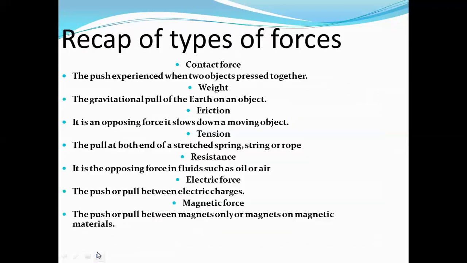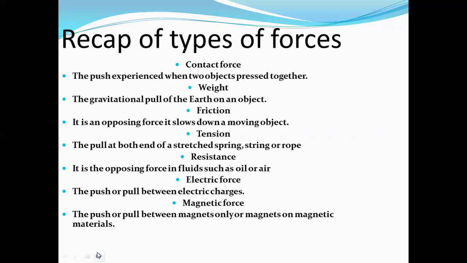Next is the recap of types of forces. Forces are basically a push or pull which one object exerts on another object. The first type is the contact force. The push experienced when two objects press together is the contact force. The gravitational pull of the earth, or the force of gravity, is known as weight. Friction is an opposing force. It slows down a moving object. Tension is the pull at both ends of a stretched string or rope.